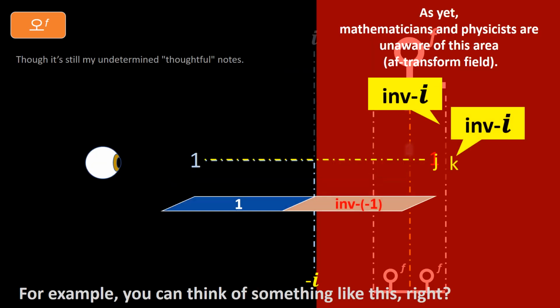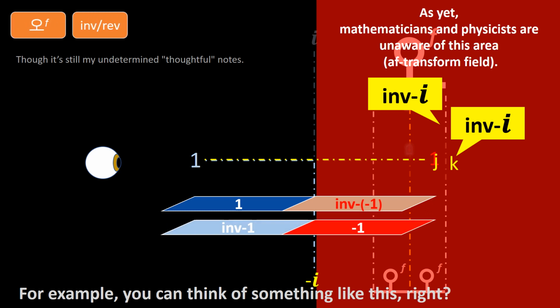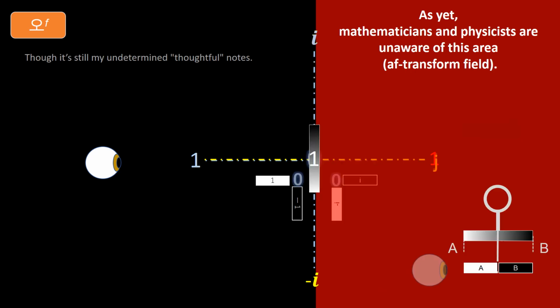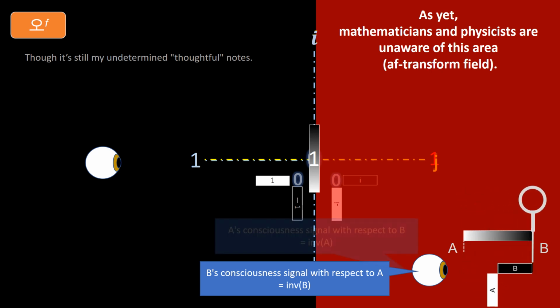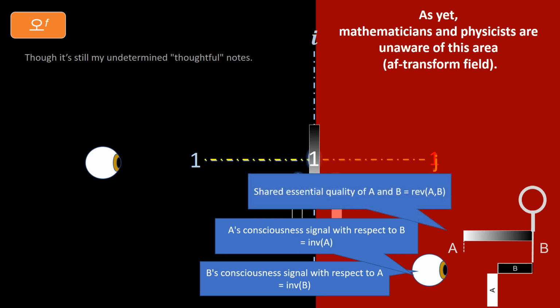In fact, it is still unclear whether the bicomplex numbers J and K are multiplied to give I, but there is a possibility that both are the back imaginary number in B minus imaginary number. As yet, we are unaware of this area, the anti-field transform field. B is a consciousness signal with respect to A, and A is a consciousness signal with respect to B. A and B share the essential quality of A and B, representing AB.